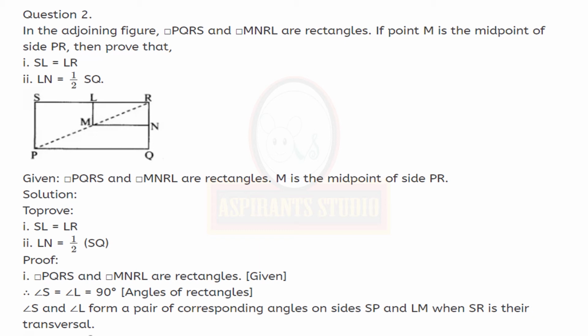Now, what is given and what is to be proved, everything has to be written. Given: quadrilateral PQRS and quadrilateral MNRL are rectangles. M is the midpoint of side PR. To prove: SL is equal to LR and LN is equal to half of SQ. Now coming to the proof. Quadrilateral PQRS and quadrilateral MNRL are rectangles. It is given. Therefore, measure of angle S is equal to measure of angle L is equal to 90 degrees, because they are angles of rectangles.